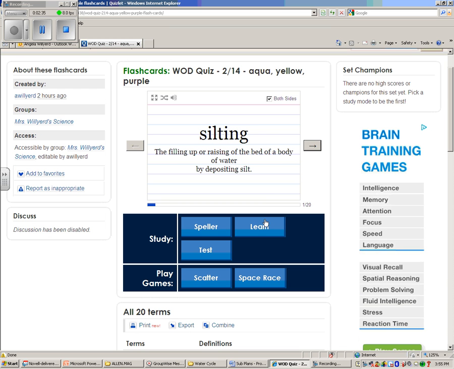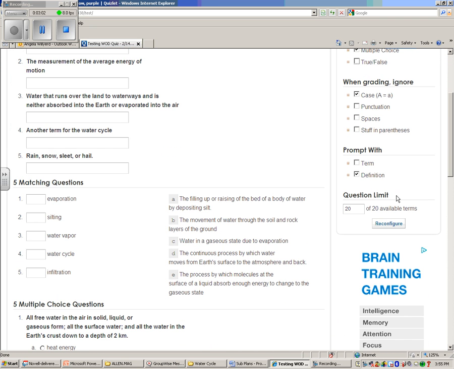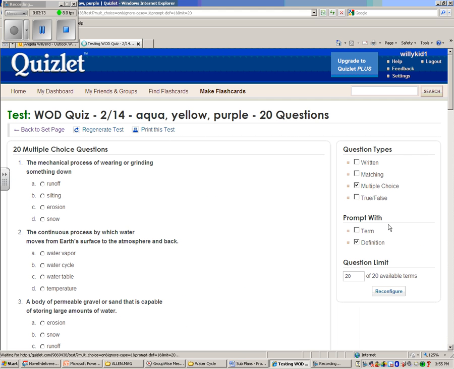And I want you to click on test. So where it says study, in this box, click on test. You should unclick everything except for multiple choice. You're going to have a multiple choice test tomorrow, so we want to practice that style. Then scroll down. Make sure it says 20 out of 20, and then click on reconfigure.